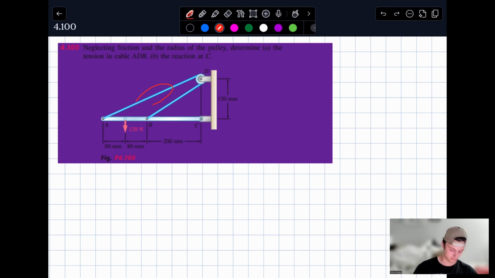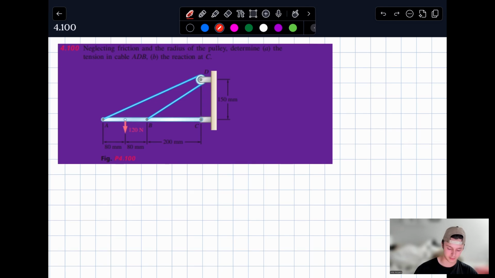It looks a little bit more complicated than it actually is because of the cables right here and right here, and then this pulley. But when we look at the problem a little bit more deeply, that helps us decode it, and it makes a lot more sense. It says neglecting friction and the radius of the pulley, and so that means essentially these go straight to point D.